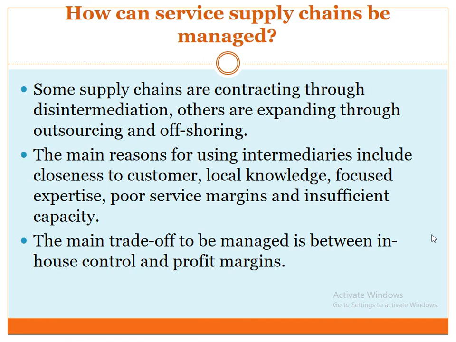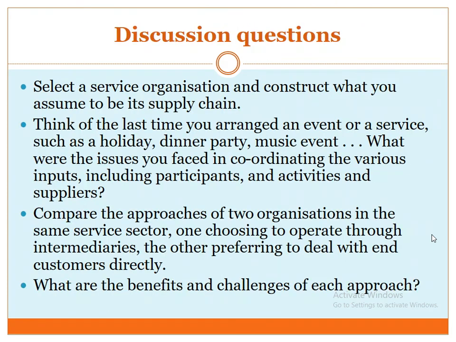How can service supply chains be managed? So, some of the chains are contracting through disintermediation, others are expanding through outsourcing and offshoring. The main reasons for using intermediaries include closeness to customer, then local knowledge, focused expertise, poor service margin, and insufficient capacity. The main trade-off to be managed is between the in-house control and the profit margins.